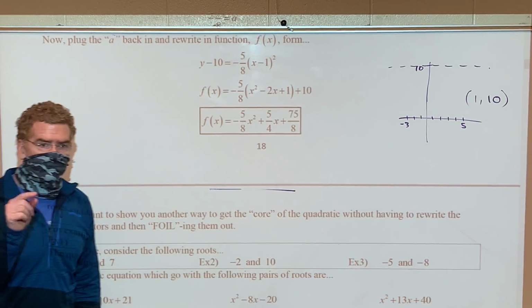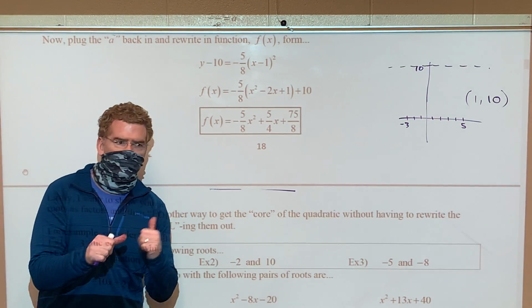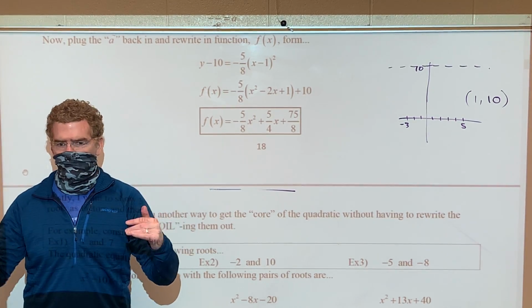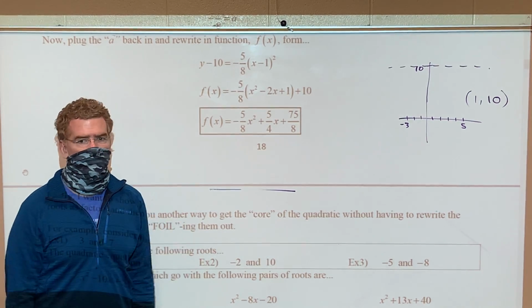But remember, it doesn't matter to me. Don't look at this and say, hey, you asked for a function, I have to do it the function way. I can still get f of x regardless of the way I do it. Just make sure you put it in the right form in the end.